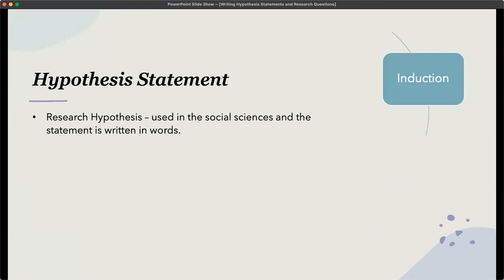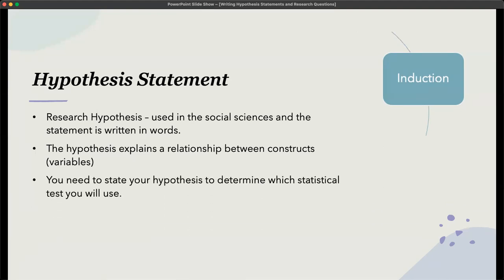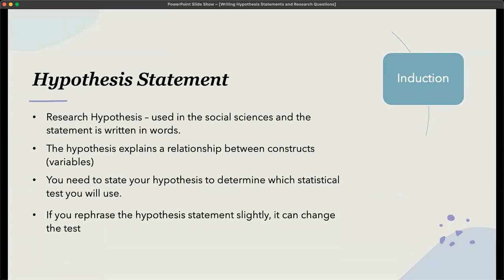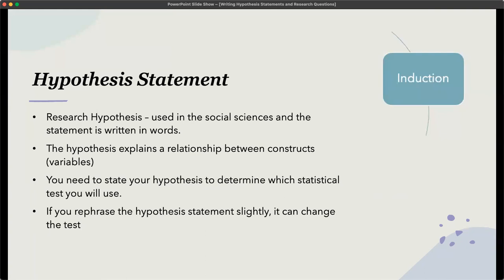So the research hypothesis is used in social sciences, and this statement is written in words. The hypothesis explains the relationship constructs and variables. So you need to state your hypothesis to determine which test you will use. And if you rephrase the hypothesis statement slightly, it can change the test.